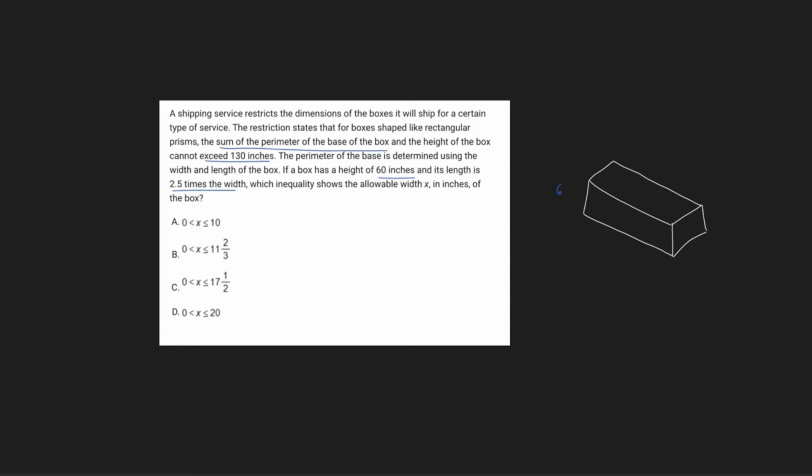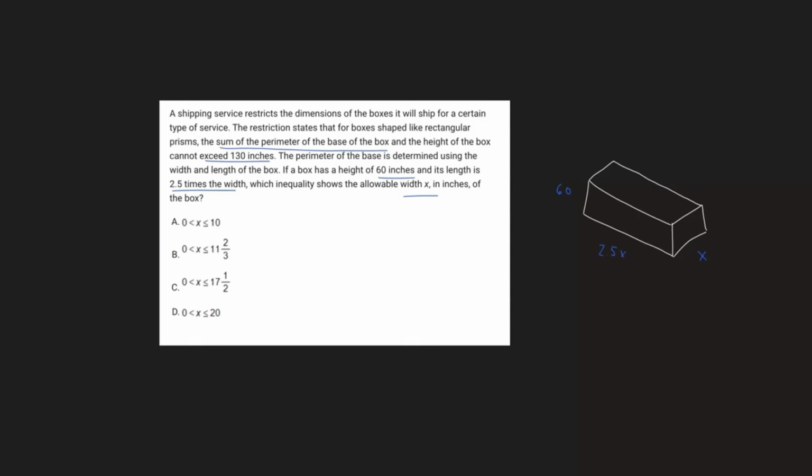Oopsies. There, 60. And then they also give us the width, which is x. Well, we don't really have a value for x, so we'll just label x out here. We know the length is 2.5 times the width, so we just write this as 2.5x, right? And now what we need to do is set up our inequality.